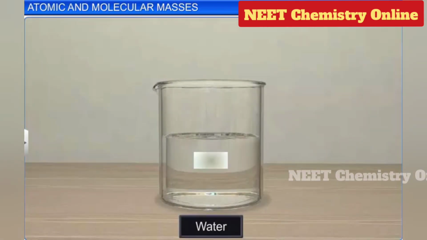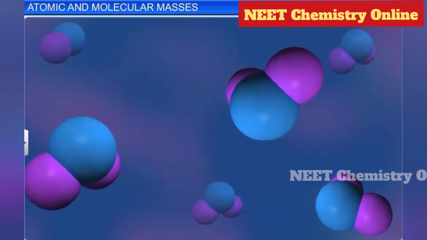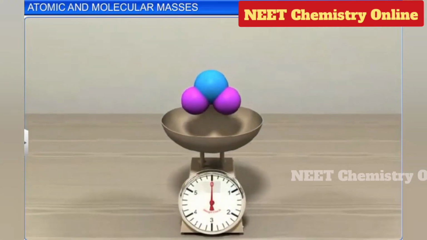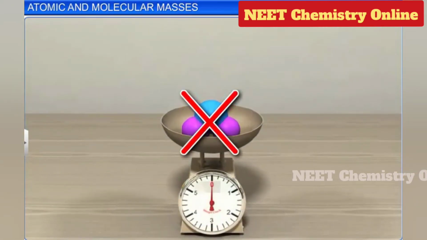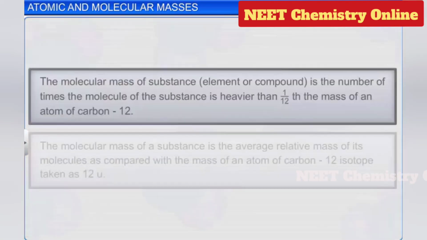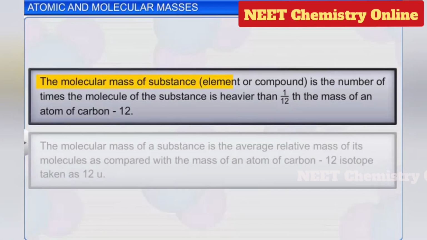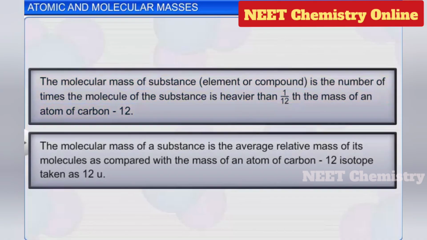Like atoms, molecules are also very small. Hence, their mass cannot be determined by weighing them. Therefore, the molecular mass is determined relative to the mass of carbon atom taken as 12 U. The molecular mass of a substance, element, or compound is the number of times the molecule of the substance is heavier than 1/12 the mass of an atom of carbon-12. In other words, we can say that the molecular mass of a substance is the average relative mass of its molecules as compared with the mass of an atom of carbon-12 isotope taken as 12 U.